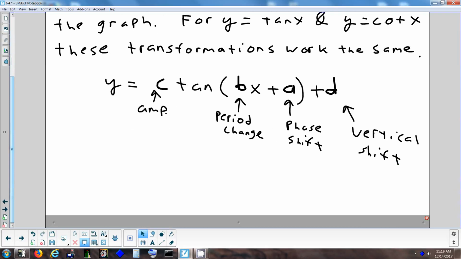You can replace the word tangent with any function. Sine, cosine, secant, all of the transformations are the same. So it's nice about them, they never change. Okay, does everybody have the formula? All right.